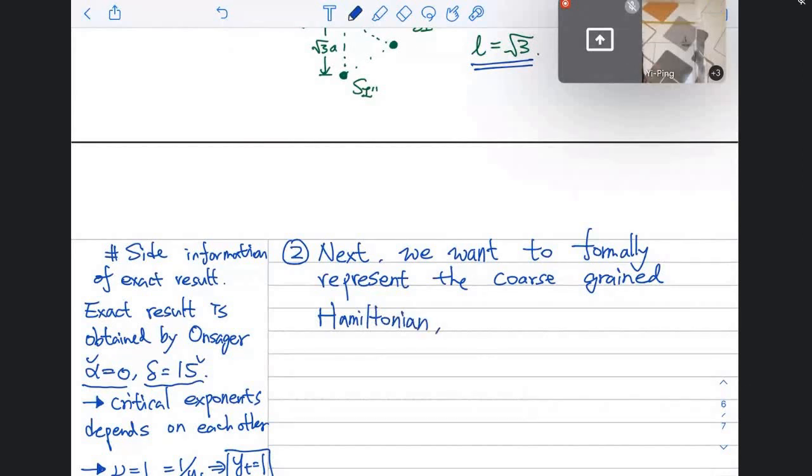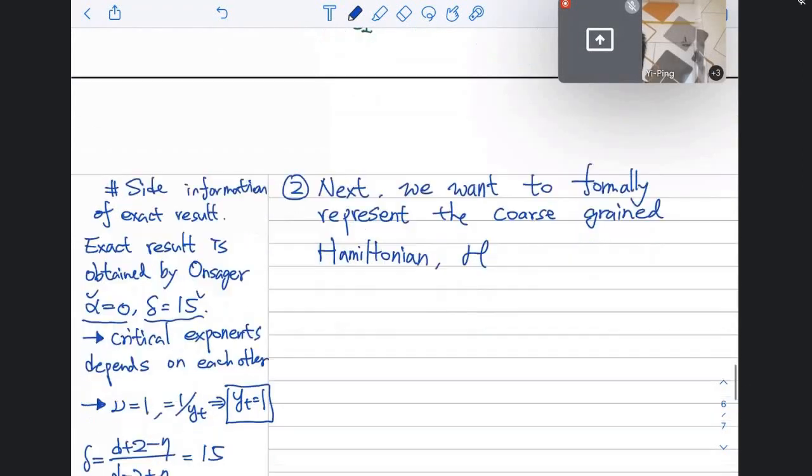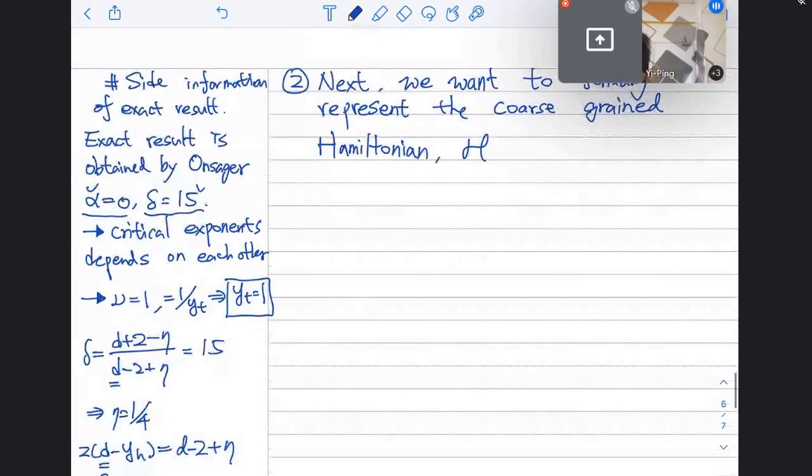Okay, so let's remind ourselves the structure that we have in mind. Here I use some dashed bonds and solid lines to remind ourselves how we divide our patches.